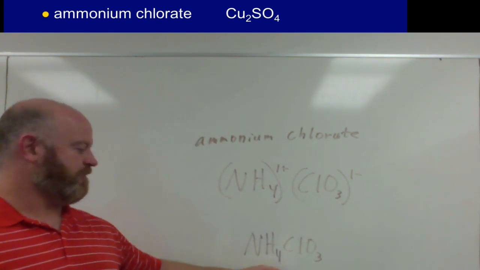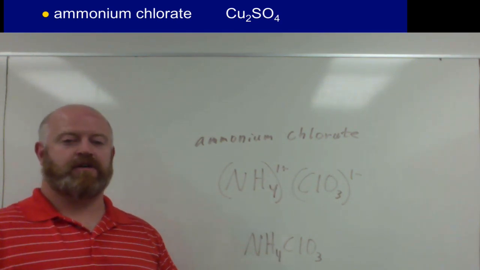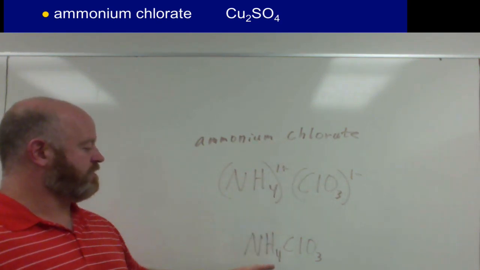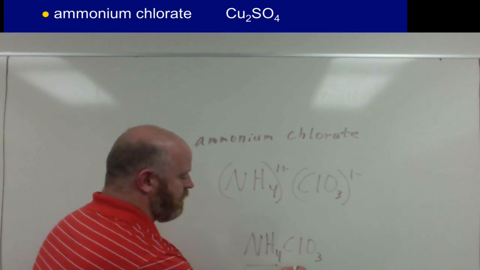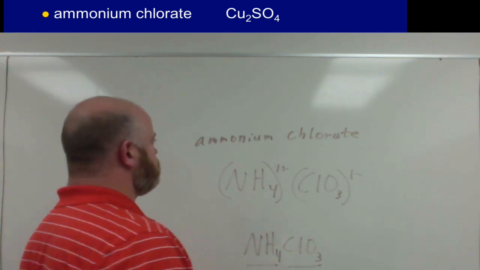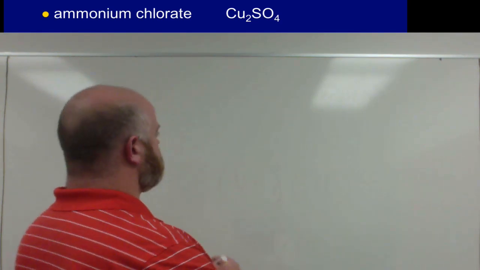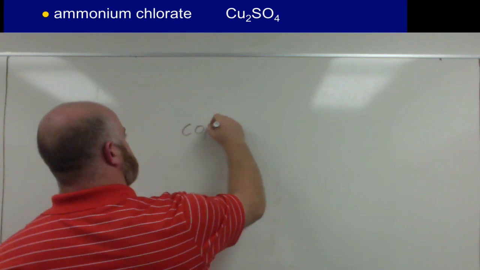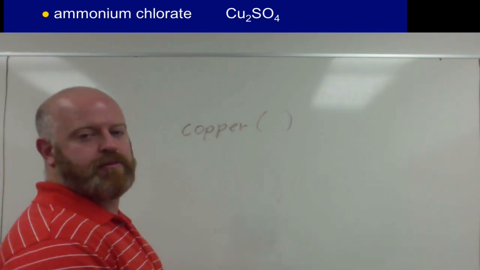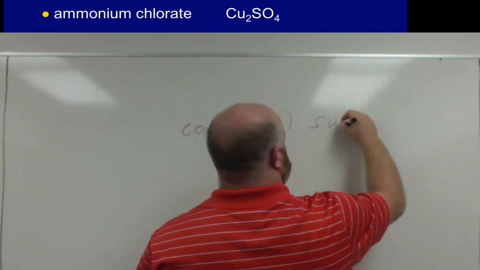Kind of complex looking, right? You have the nitrogen, a hydrogen, a chlorine, and an oxygen. You have all these things together, and the name just comes down to being ammonium chlorate. All it is is one polyatomic ion bonded to another. That's all it really is. Now Cu2SO4, if we start to name this, Cu is copper, and we may need a Roman numeral here, so I'm going to put a parenthesis in just in case. SO4 is called sulfate.